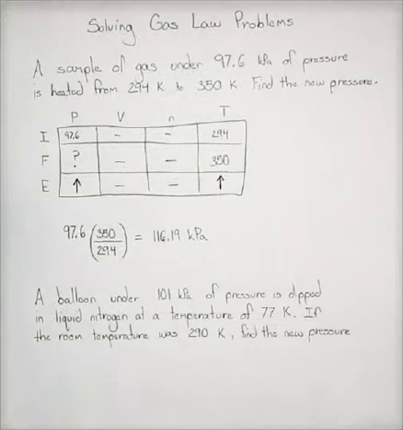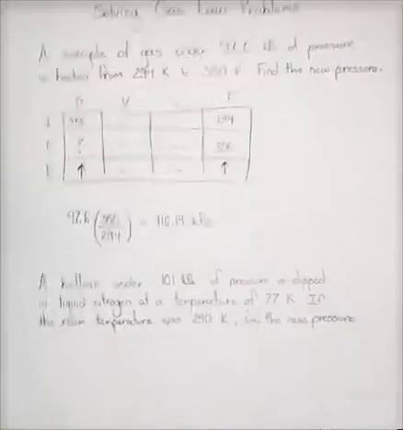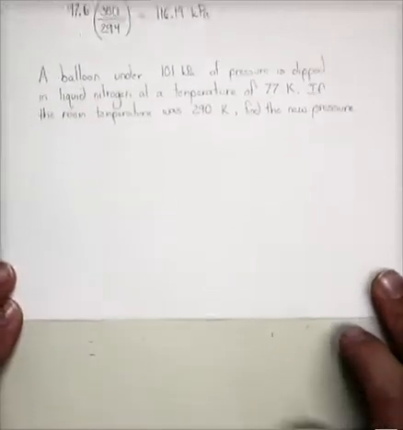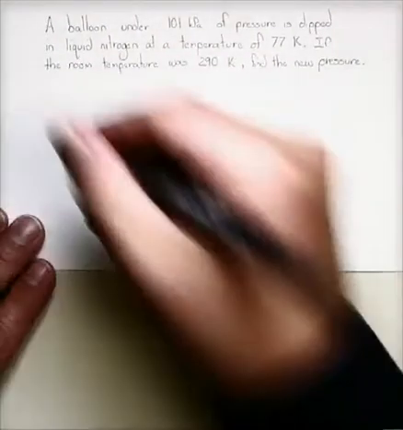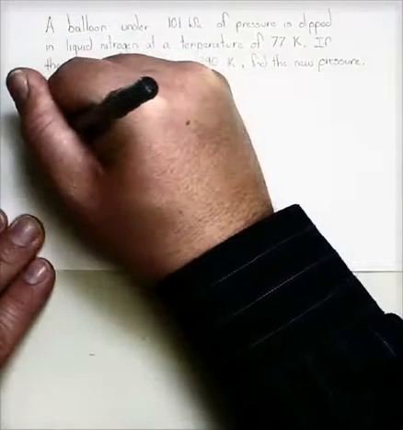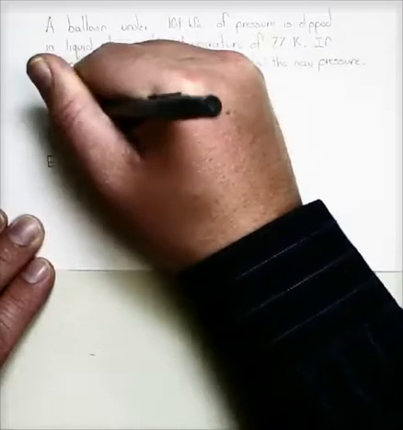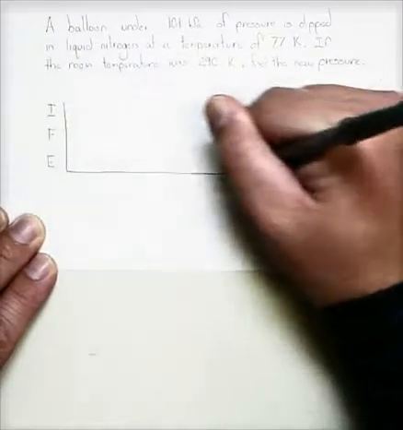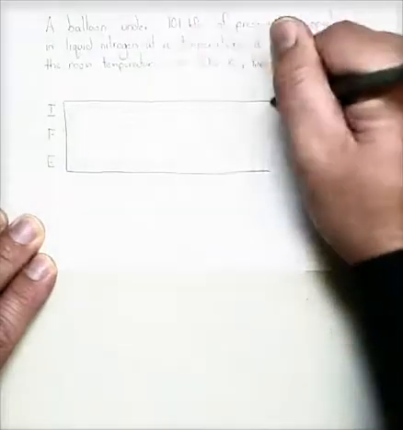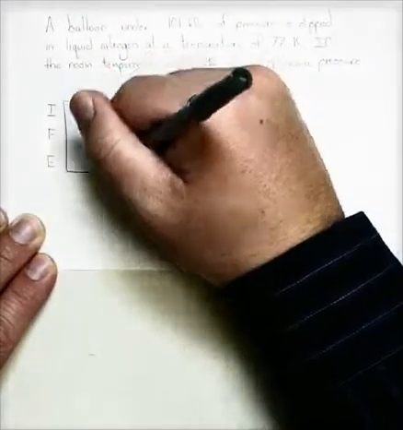All right, now we have another problem. A balloon under 101 kilopascals of pressure is dipped into liquid nitrogen at a temperature of 77 Kelvin. Really cold. If the room temperature was 290 Kelvin, find the new pressure. So again, we have to do an IFE chart. And I'll move this up to the top. Notice that rather than write out the entire word, you are welcome to just abbreviate IFE so long as you know what all those mean.